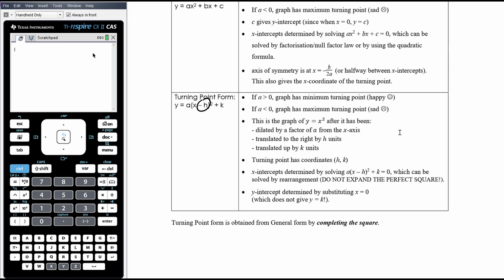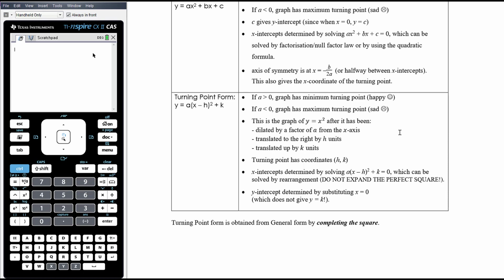This is helpful because immediately you know the turning point is at (h, k), because the graph has been dilated by a factor of a from the x-axis, translated to the right by h, assuming that h is a positive number, and translated up by k, assuming that k is a positive number. So the turning point therefore is at (h, k), and then you find the x-intercepts by solving this equation.